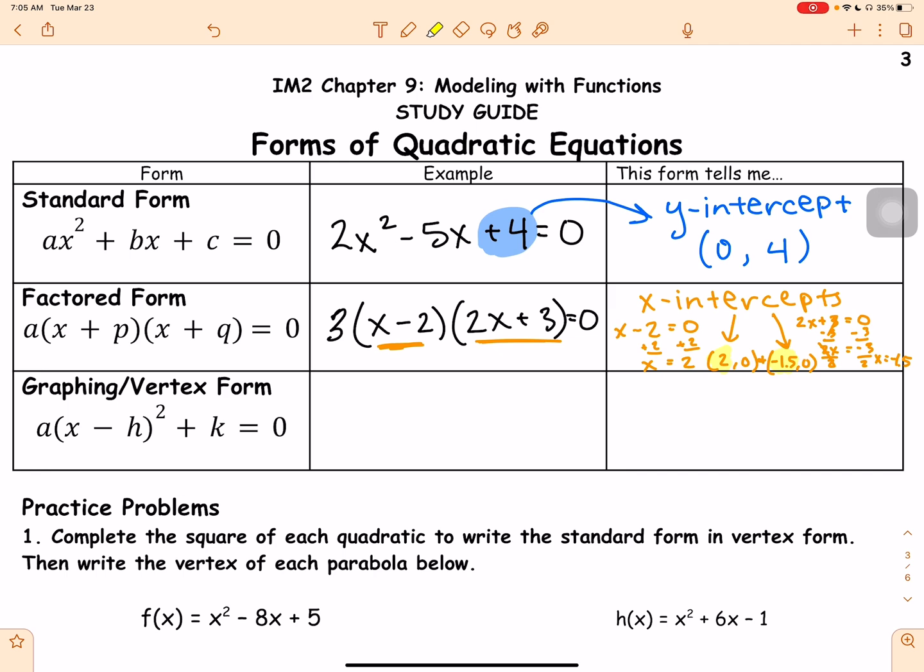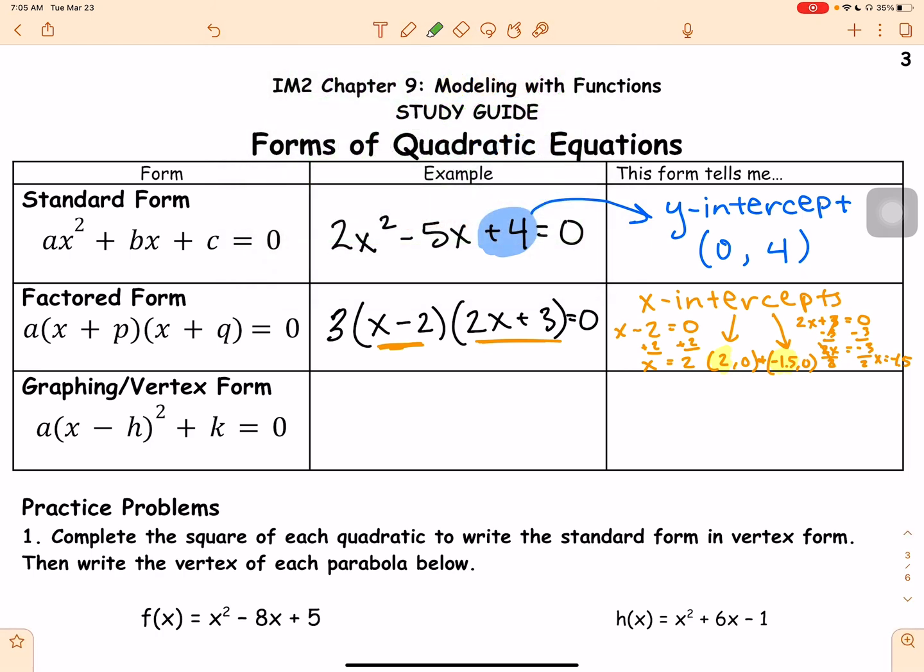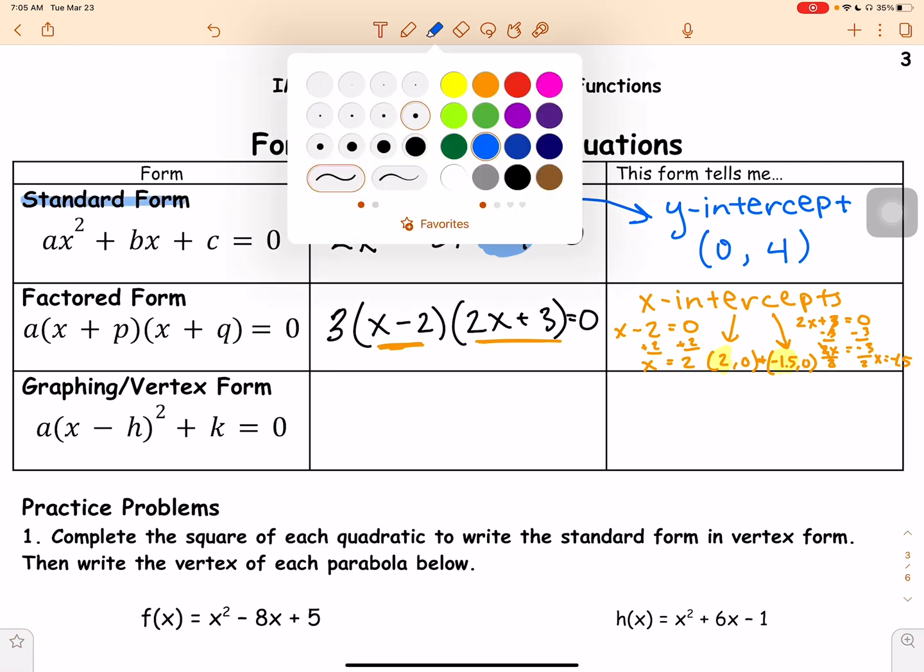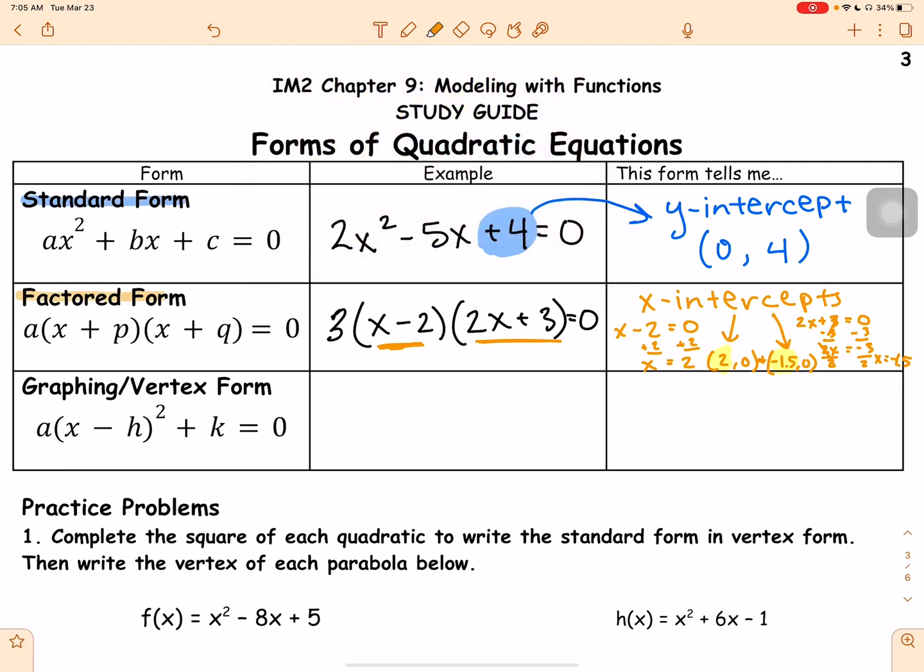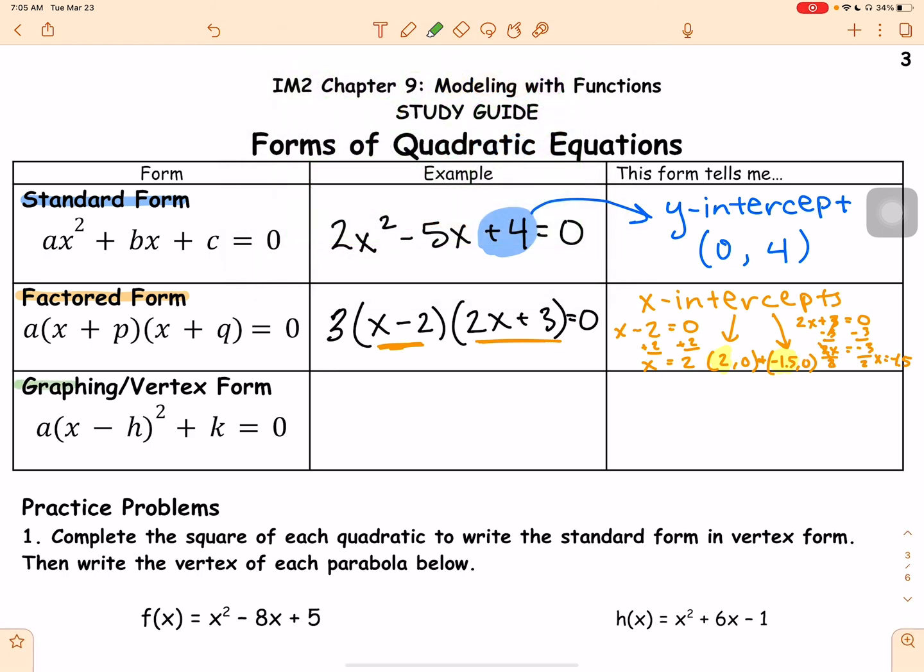All right, so this one over here is the newer form. This is vertex form. So just remember that all these names here, this is standard form. This one is factored form. And then this one here is vertex form. Vertex form really helps you graph. Okay, so what vertex form gives us is the vertex.